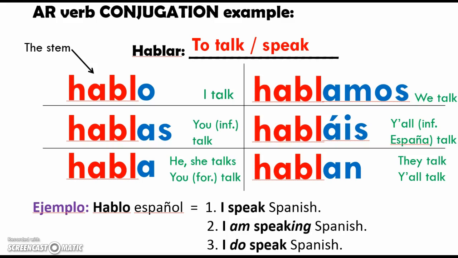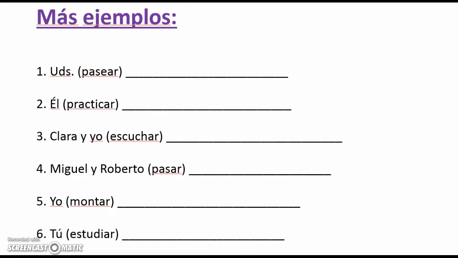To say I speak Spanish, in español, I have to take the verb hablar and make it into hablo. But interestingly enough, in Spanish, that also means I am speaking Spanish, and I do speak Spanish. So the word do, everybody always asks, how do you say do in español? You don't need to say it. It's already implied.